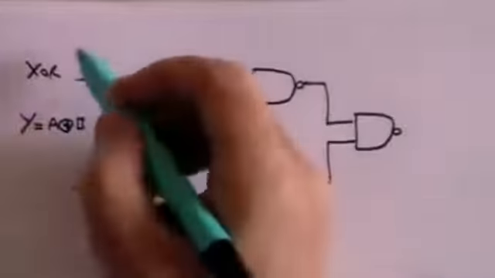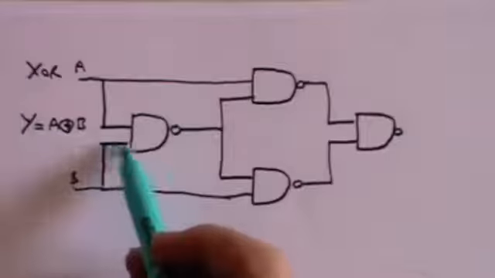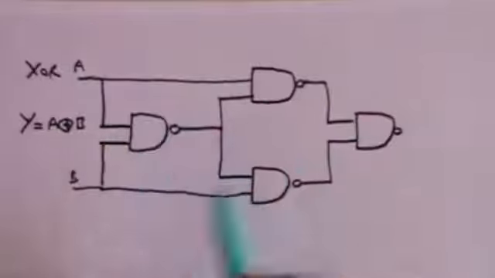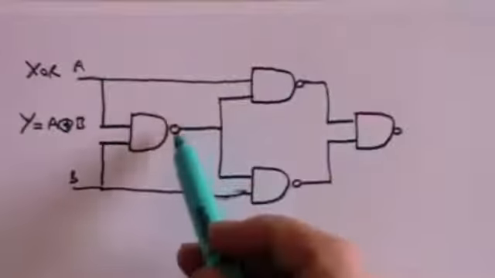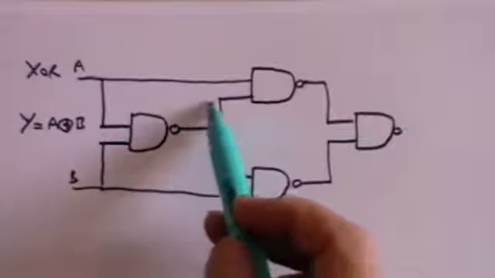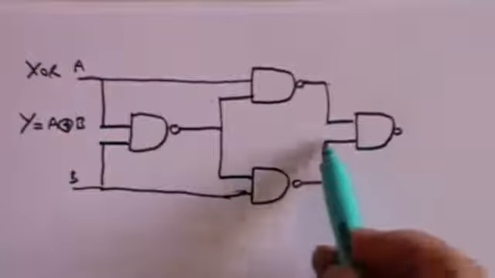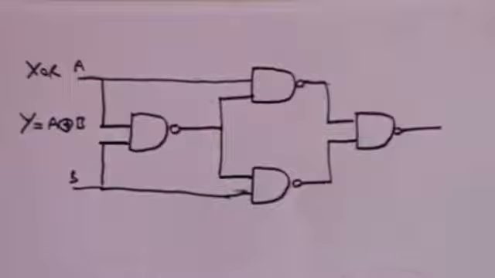So here's the input, this is A and this is B. We split it so that we send the input through this NAND gate. We also take A and B into these NAND gates, and we take the output from the NAND gate into these NAND gates, and then we take the output from both of those NAND gates to become the input to this NAND gate, and finally we get an output from there.